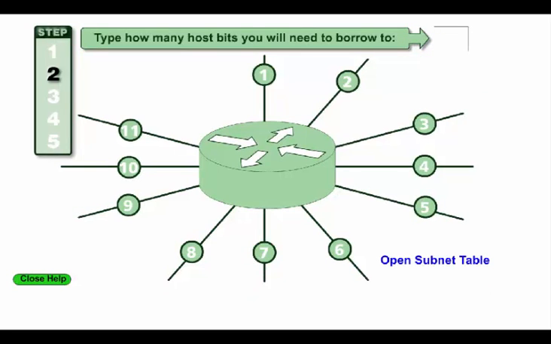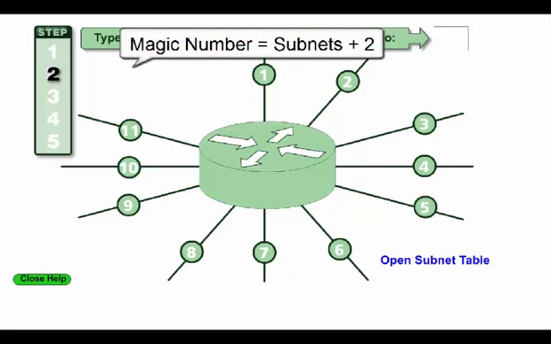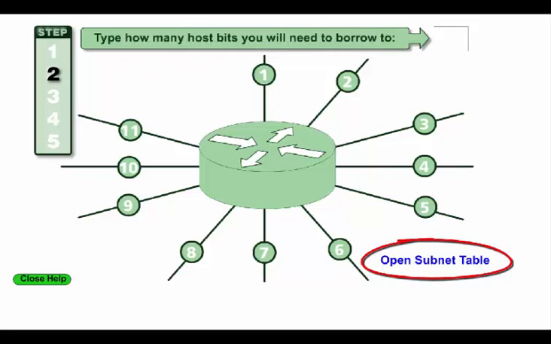In this step, you will be determining how many host bits in the current subnet mask need to be borrowed in order to create the number of subnets determined in the previous step. First, you should write down the magic number you'll be looking for. The magic number is the number of subnets determined in the previous step plus 2. Next, open the subnet table, which is available by clicking on the link that reads Open Subnet Table.